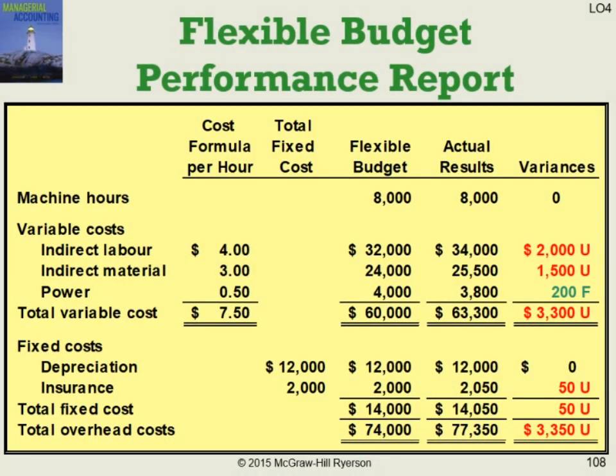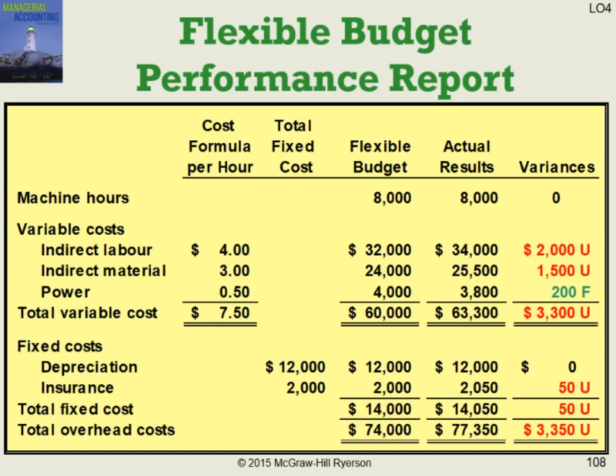We can fill out the rest of the table as shown. We should have spent 24,000 on indirect material. We spent more than that, 1,500, so it's unfavorable. We spent a little less on power than we would have expected. So that's a 200 cost savings, which is favorable.